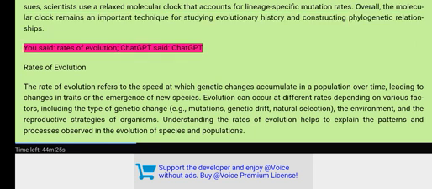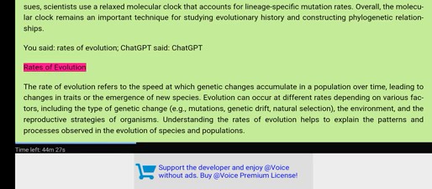You said, rates of evolution. ChatGPT said, rates of evolution.